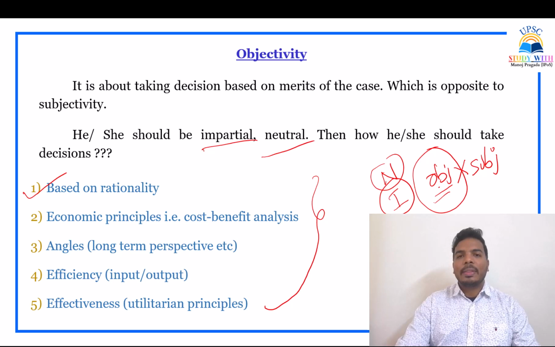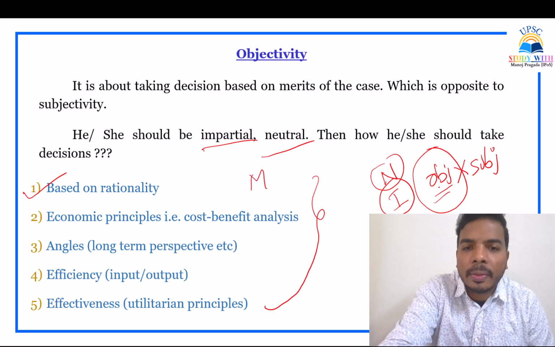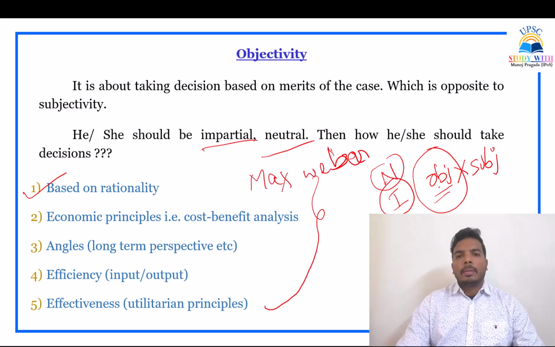As you all know, civil services, the concept of Weberian bureaucracy. You all know the famous Max Weber. Max Weber introduced this bureaucracy, civil services, based on the concept of rationality. You all know what is rationality. Rationality is taking decisions based on the facts and figures.